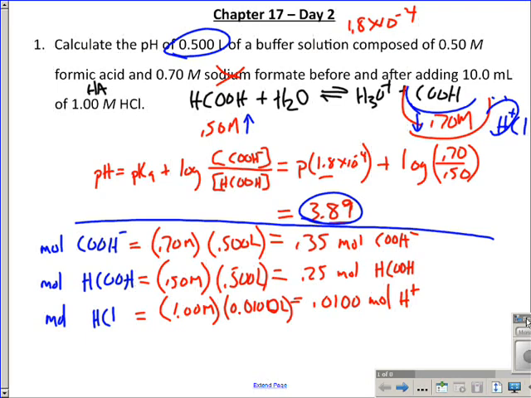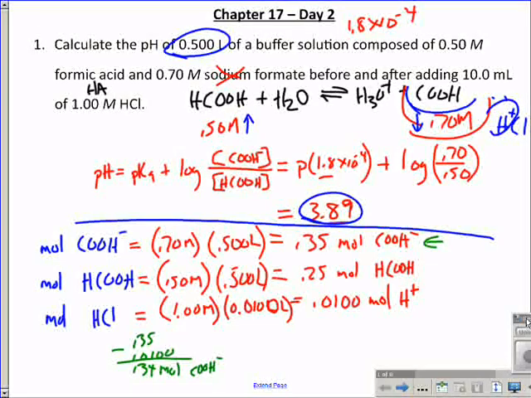Now remember, what's going to happen here is, as an acid, it's going to neutralize this substance. So the first thing I've got to do to get my moles of COOH minus left is take 0.35 and subtract the 0.0100. And that's going to leave me with 0.34 moles of my COOH minus.